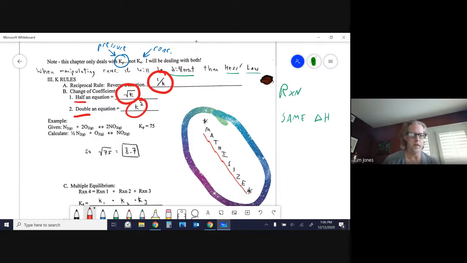And so take this example here. We start with this version, and then we cut it in half. So notice 1 to 1/2, 2 to 1, and 2 to 1. Because the coefficients were cut in half, we will take the square root of the K value, whether it's a Kp, Kc, Ka, Kf, whatever it happens to be, and we get 8.7 in this case.